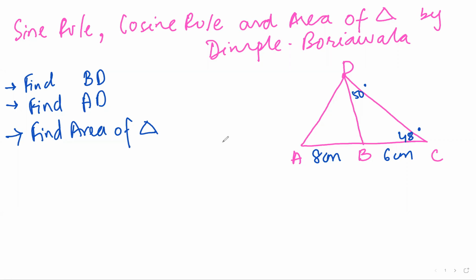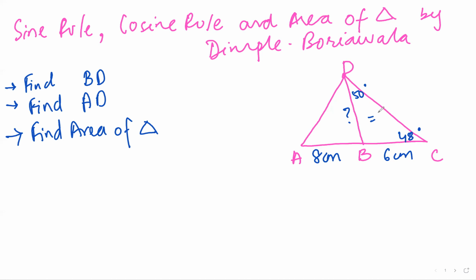In this video, we will be focusing on sine rule, cosine rule, and area of triangle. Looking at the shape, you have to figure out what rules you will be applying. Now I want to find BD. This is the subject, what I have to find. Looking at the shape itself, I will be taking help of this triangle first.